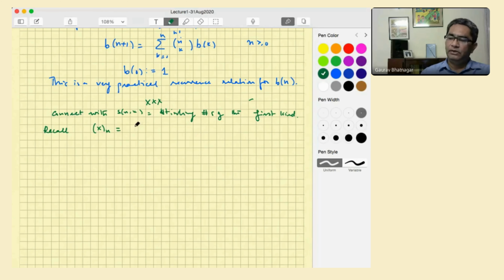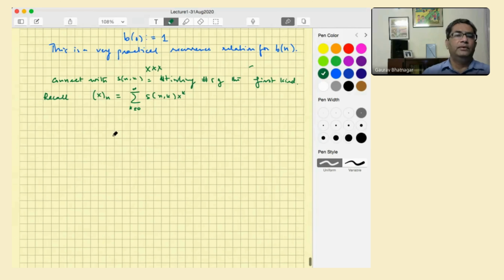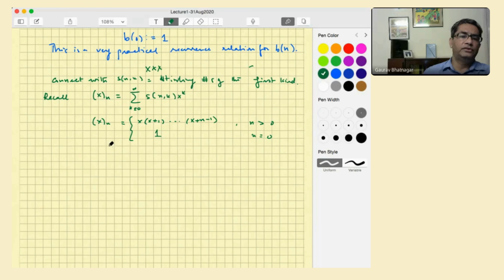So x to the n was written as the sum of small s(n,k) x to the k, k going from 0 to infinity. And this was a rising factorial, x(x+1)...(x+n-1) for n bigger than 0, and 1 if n is equal to 0. So this was the Pochhammer symbol, or rising factorial.